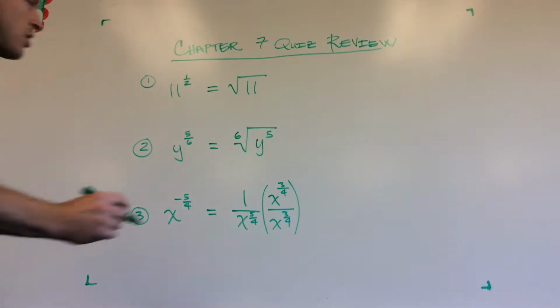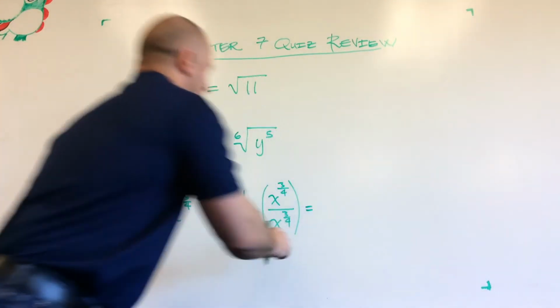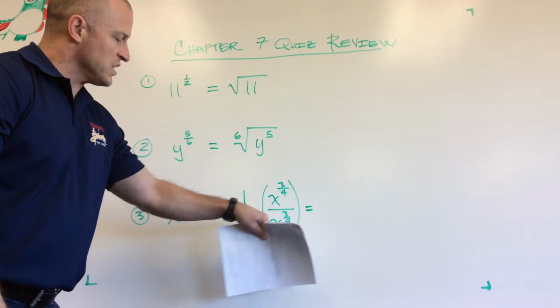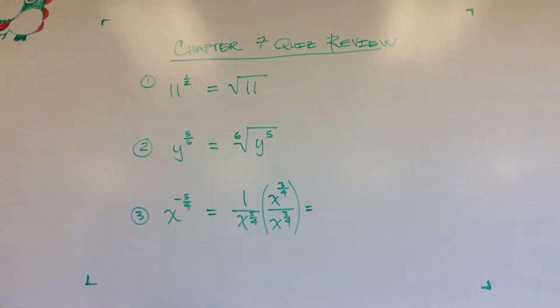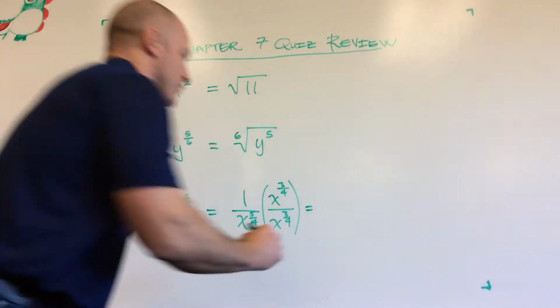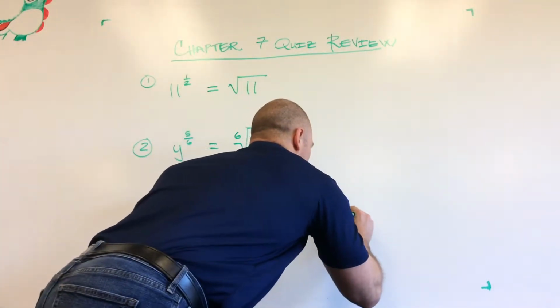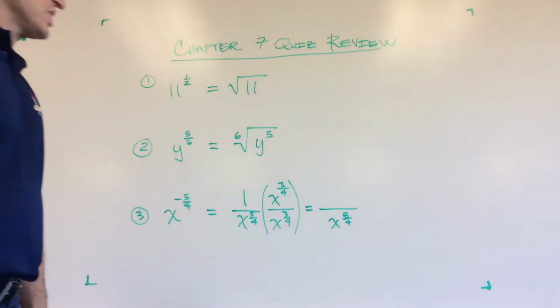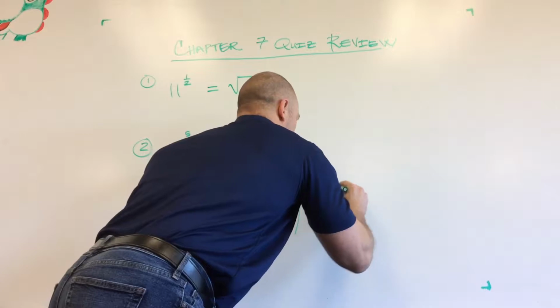Then we multiply across. When we multiply two expressions with the same base, we can just add those exponents together. So 5/4 plus 3/4 is going to give us x to the 8/4. On the top, we'll just have x to the 3/4.